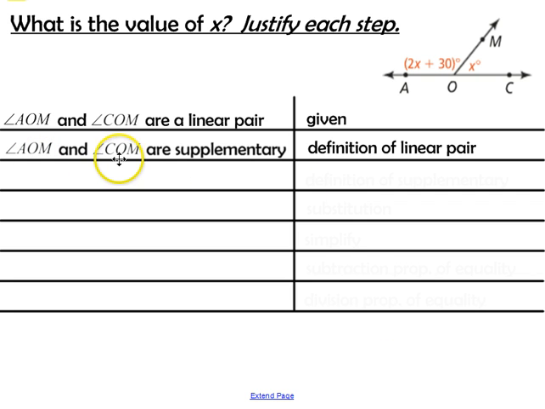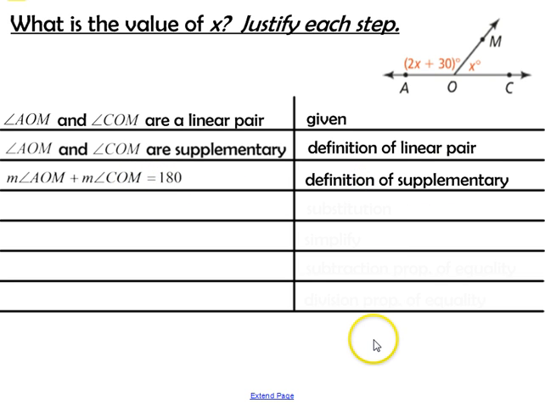Now, if angle AOM and angle COM are supplementary, that means the measure of angle AOM plus the measure of angle COM will equal 180. And that's exactly what it means to be supplementary. Then we can say that since the measure of angle AOM is 2x plus 30 and the measure of angle COM is x, we can substitute those expressions in for those angle measurements.